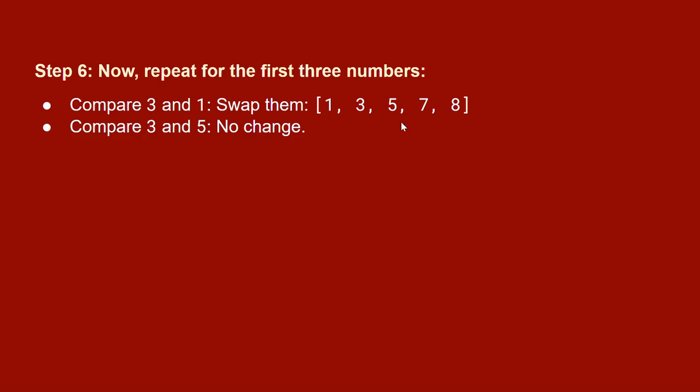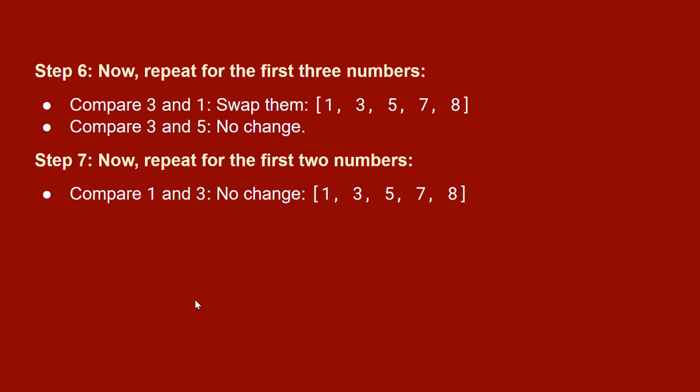And for the next step, we'll compare the element of the second place and the element of the third place. When we compare, we'll see 3 is smaller than 5, so there will be no change. Then we'll repeat the same process with the remaining first two numbers, and when we compare them, we'll see 1 is smaller than 3, so there will be no change.